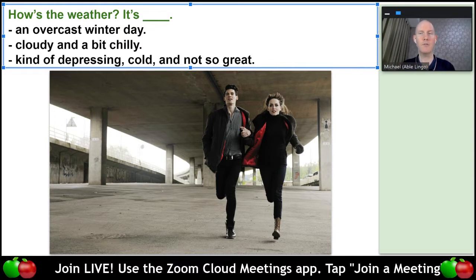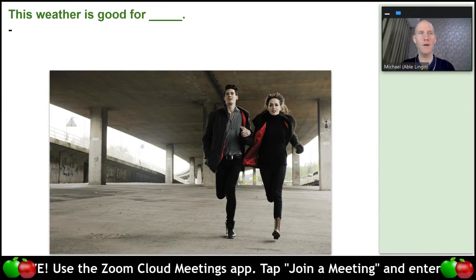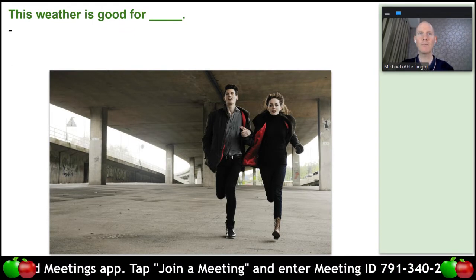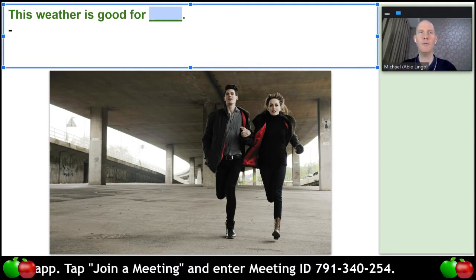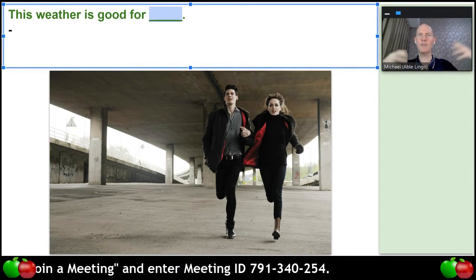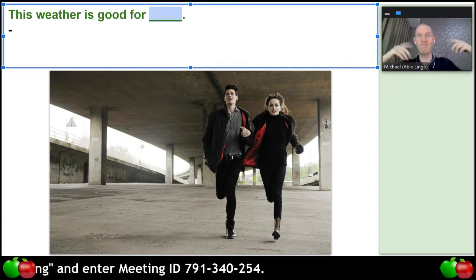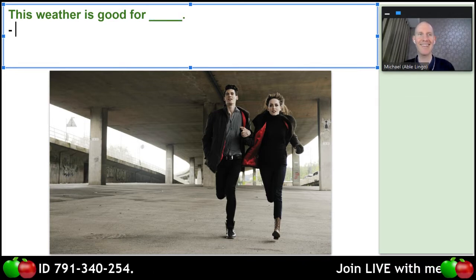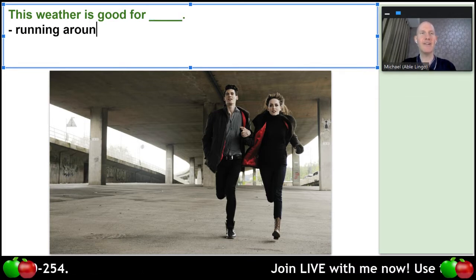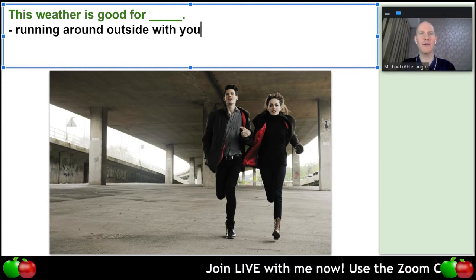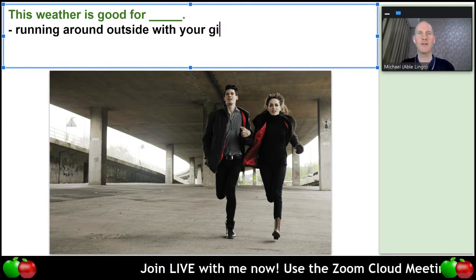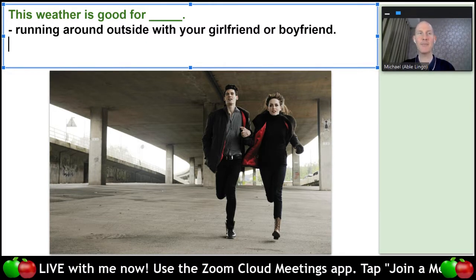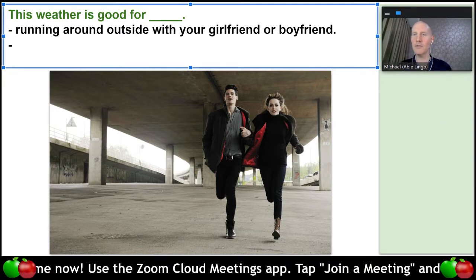All right, so how about the next one? This weather is good for what? What do you think? How would you finish this sentence? This weather is good for? No? What do you think? Running outside? Is for running around outside with your girlfriend or boyfriend. That's a possibility. Probably not the only answer.